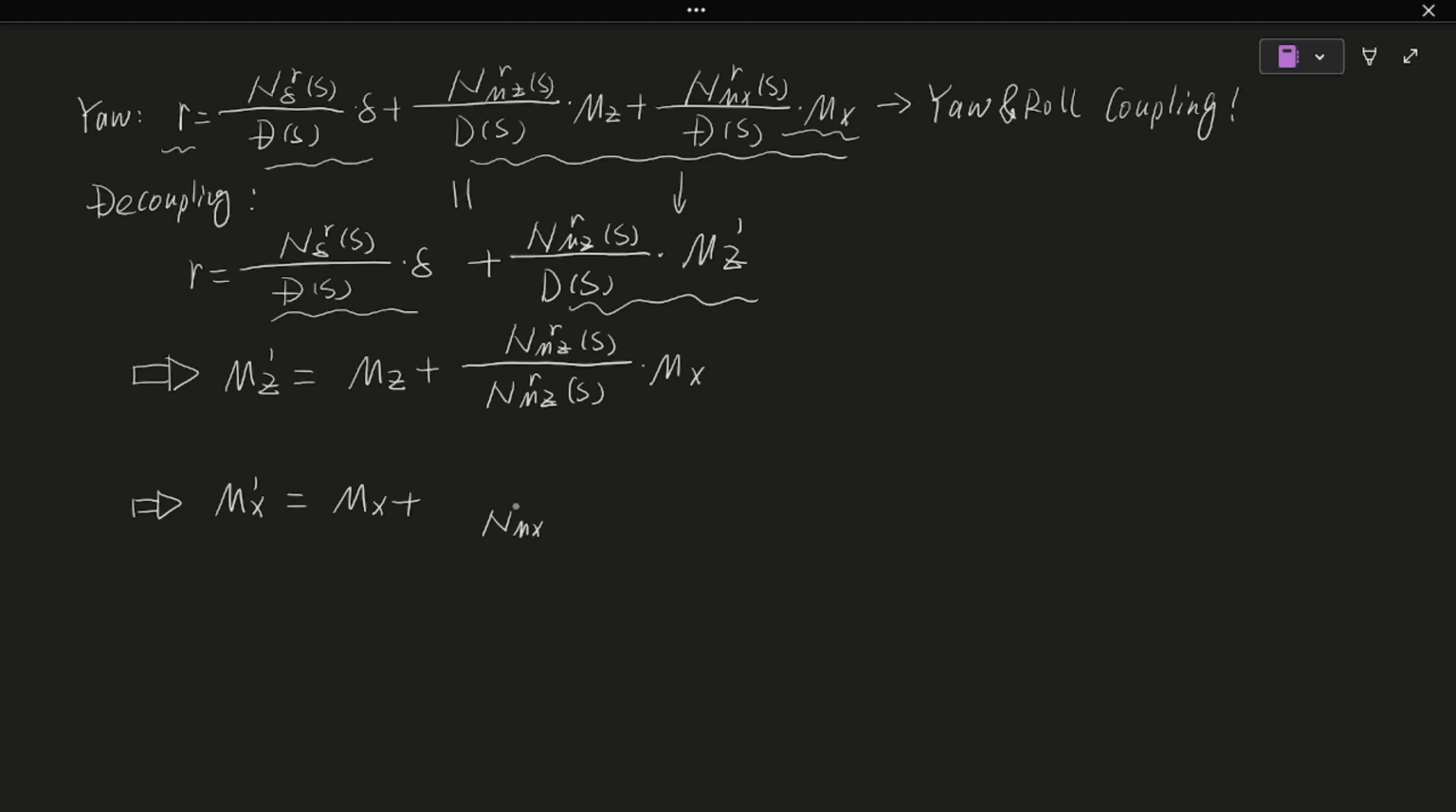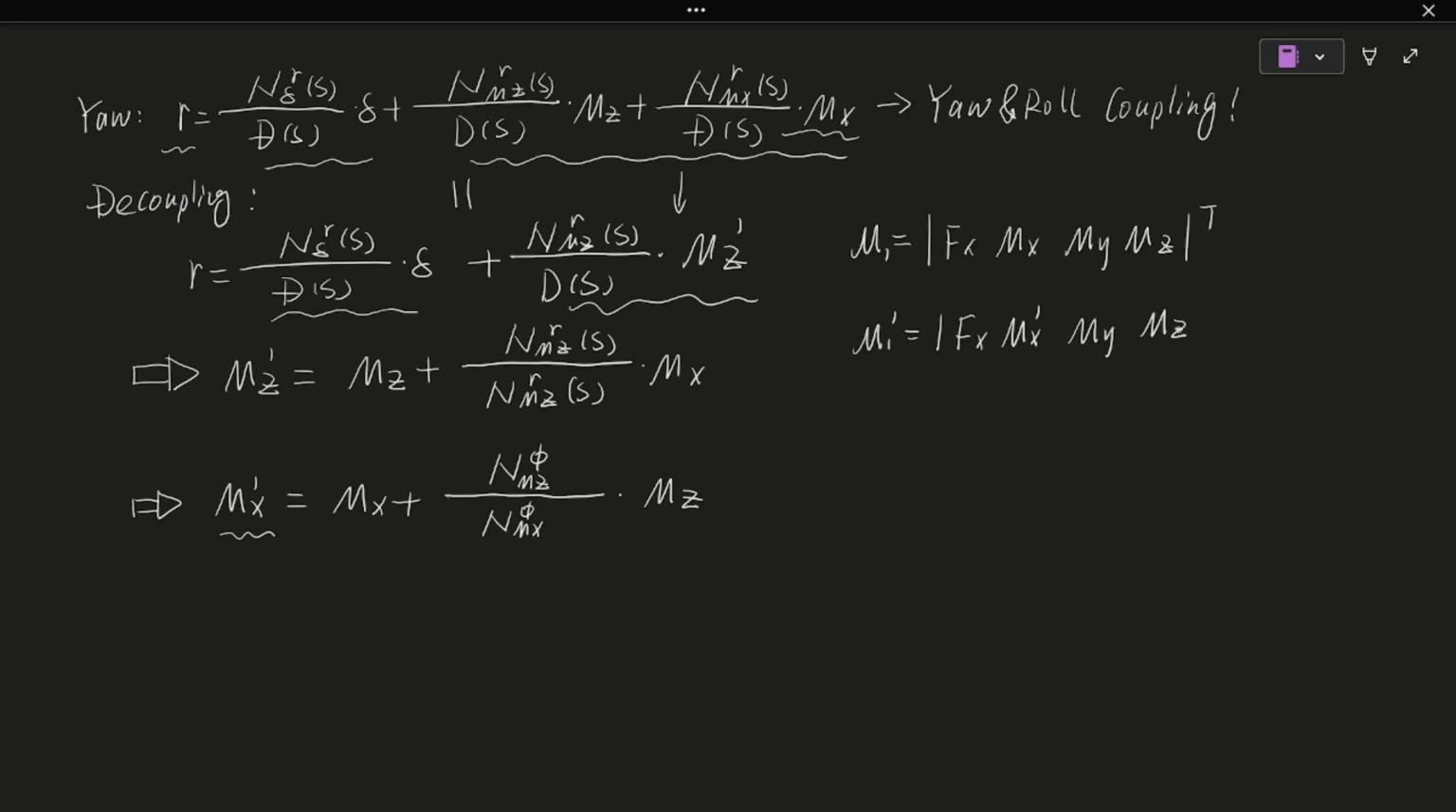Similarly, find the decoupled roll control moment Mx prime. After completing the decoupling of yaw and roll motion, we can now convert the above control strategies into control inputs. First, the input matrix before decoupling. U1 equals [Fx, Mx, My, Mz] transposed. After decoupling, it is U1 prime equals [Fx, Mx prime, My, Mz prime] transposed. U1 prime equals W times U1. We only need to find the W. Then we can input U1 to automatically achieve decoupling.